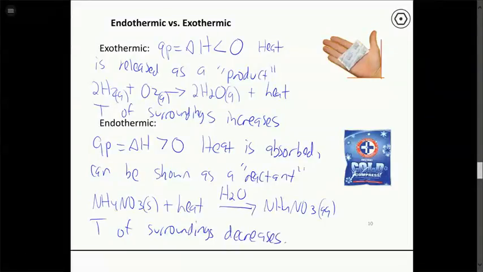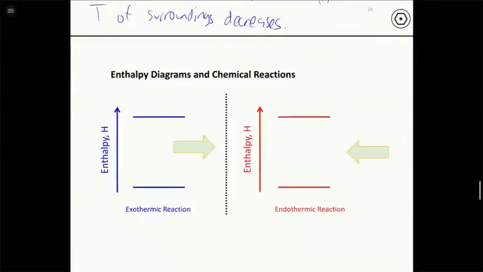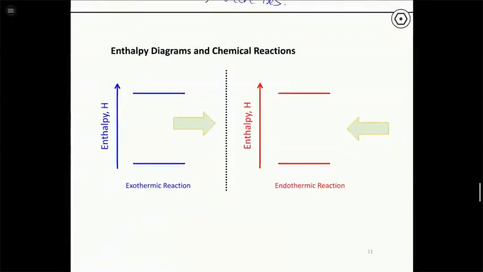All right, so exothermic delta H is less than 0, endothermic delta H is greater than 0, and the temperature of the surroundings either increases or decreases depending on whether those are endothermic or exothermic. So look at this in a slightly different way. We can look at these enthalpy diagrams. So let's say we have enthalpy increasing from bottom to top here. Let's look at the case where we have an exothermic reaction. That's going to be the one here on the left.